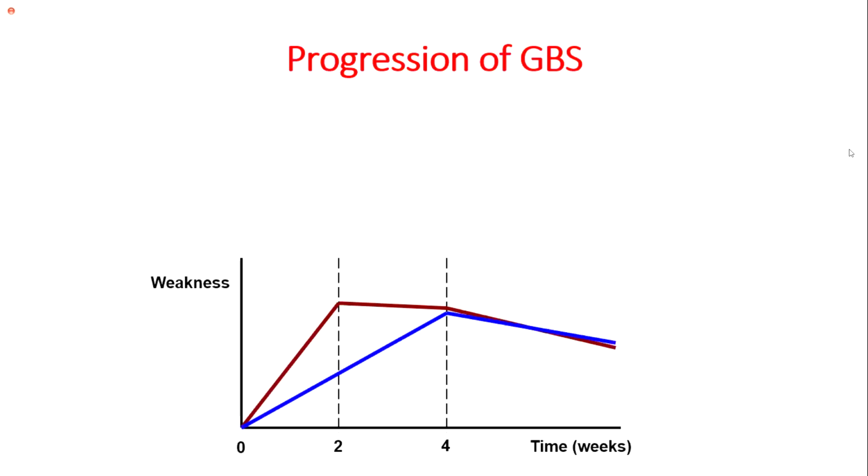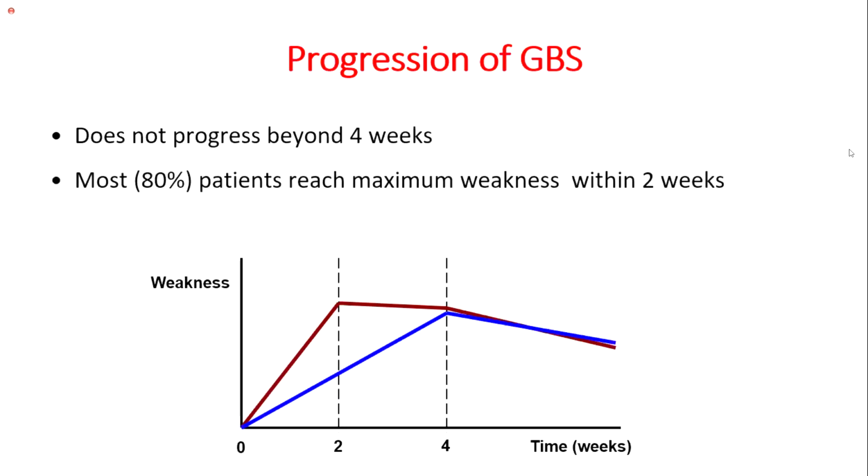Although by definition they can progress up to 8 weeks as shown in the blue line, the red line is what we see in real life. So as defined, it does not progress beyond 4 weeks. In the majority of patients, it is usually up to 2 weeks.